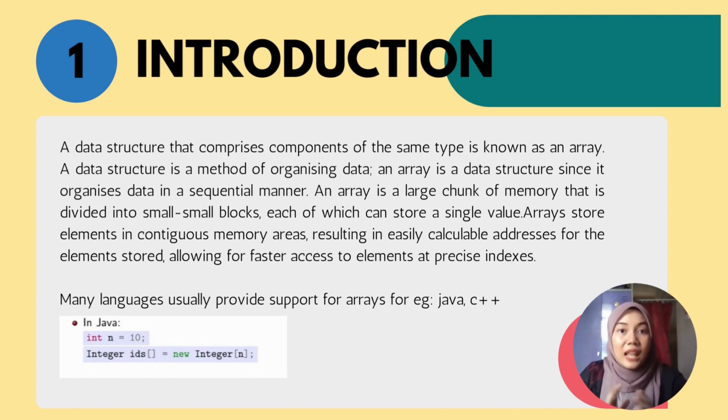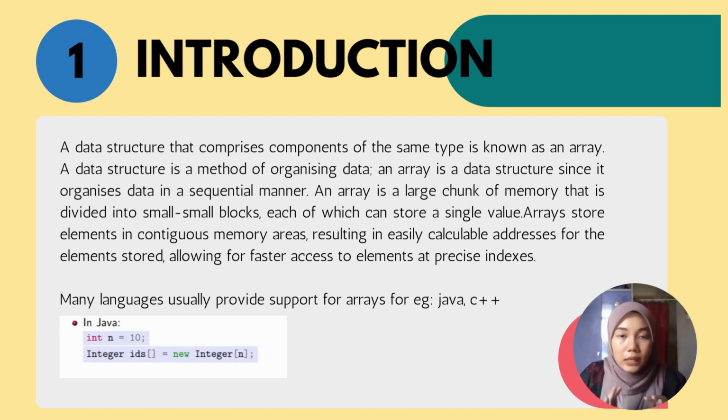An array is a large chunk of memory that is divided into small blocks, which means an array consists of small blocks that hold data or an object and can store a single value. An array stores elements in contiguous memory areas, resulting in easily calculable addresses for the elements stored, allowing for faster access to elements at precise indexes. Which means if you store some value in a particular block, you can easily access the data by calling the array itself.